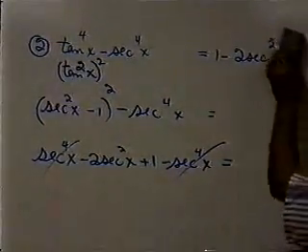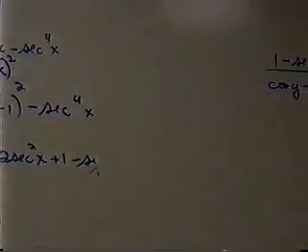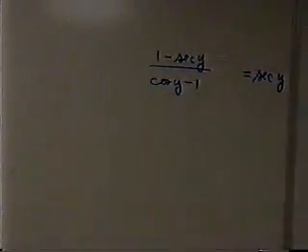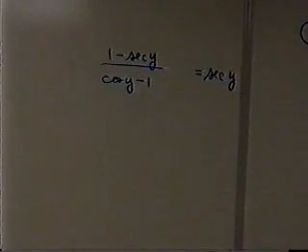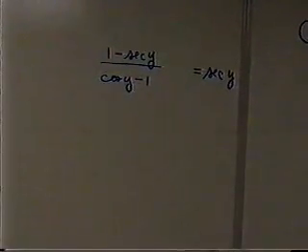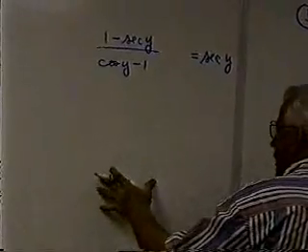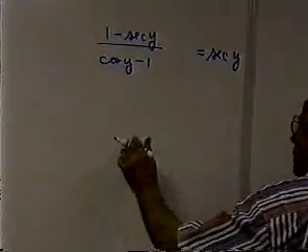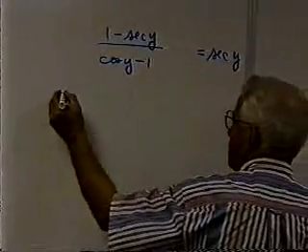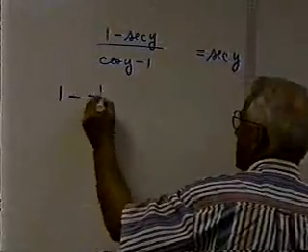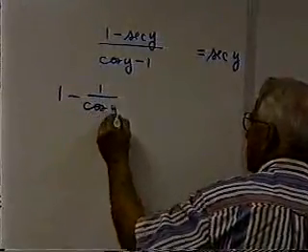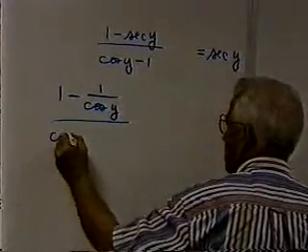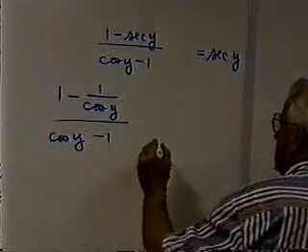Okay, let's look at the next example. We have 1 minus secant of y over cosine y minus 1. When in doubt, change everything to sine and cosine. Well, that's the way I have it in the notes. I'm going to show you that, and I'm going to show you another way in a minute. All right, change everything to sine and cosine. So that's 1 minus secant, which is 1 over cosine. And cosine, keep it like it is.